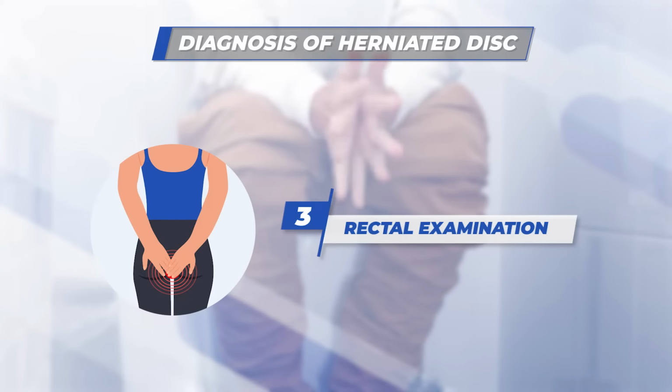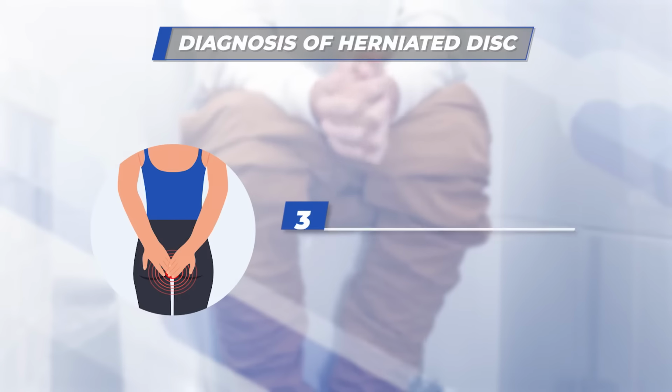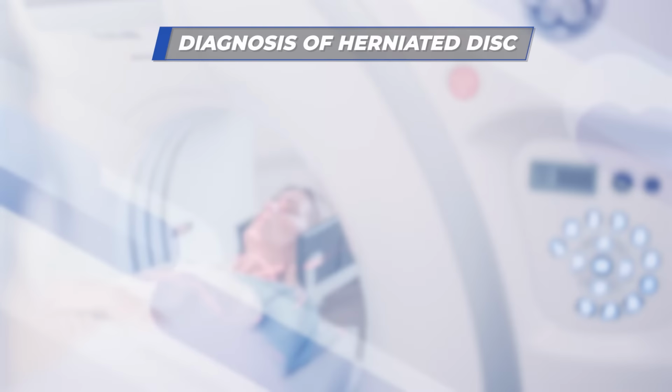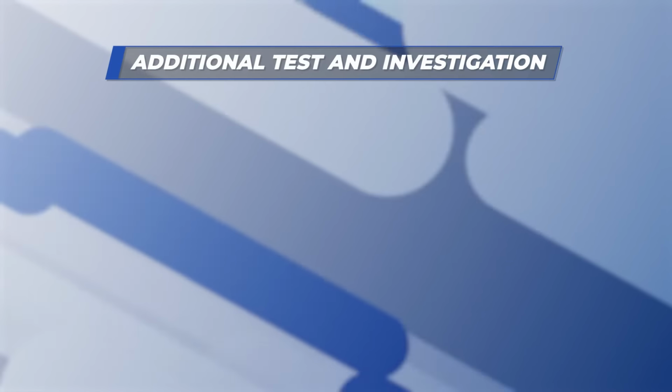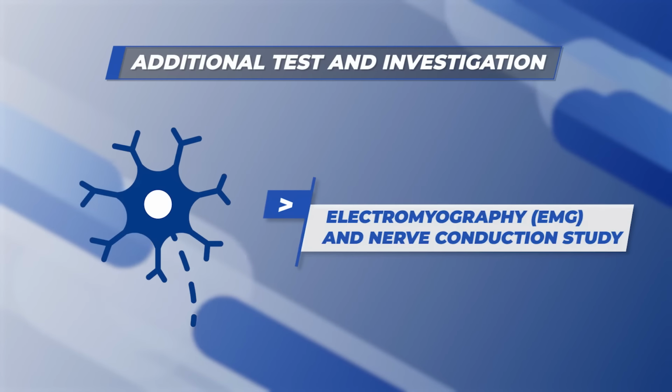After the whole examination, maybe we need another investigation, which is an MRI scan of the lumbar spine to see if there is any disc herniation in the pictures. In some patients, they may need an additional test, like EMG or a nerve study test, to evaluate the nerve function and the nerve compression symptoms.